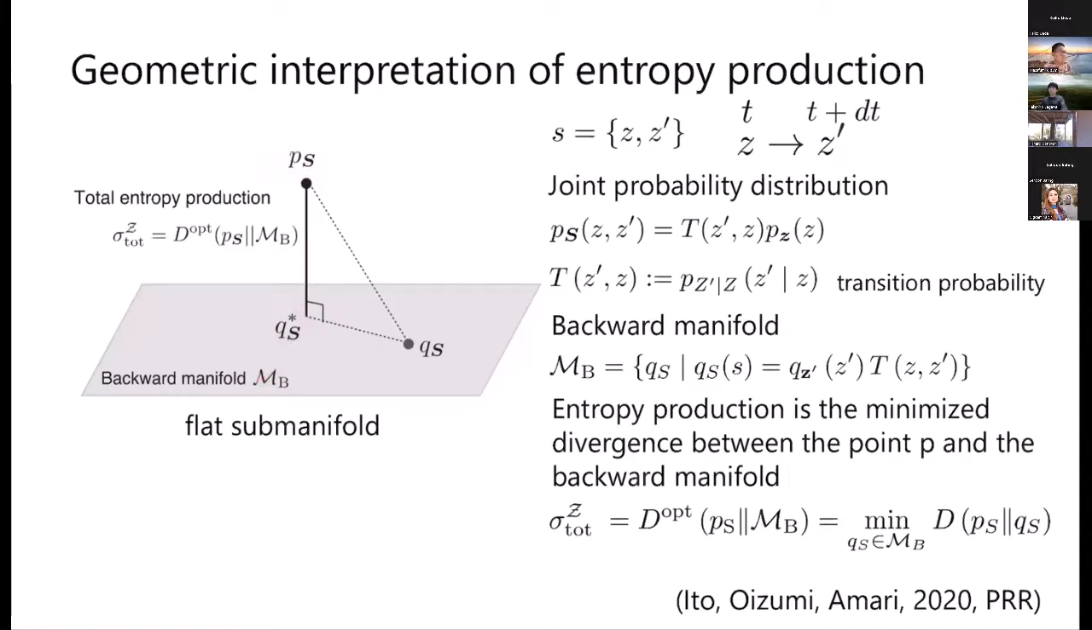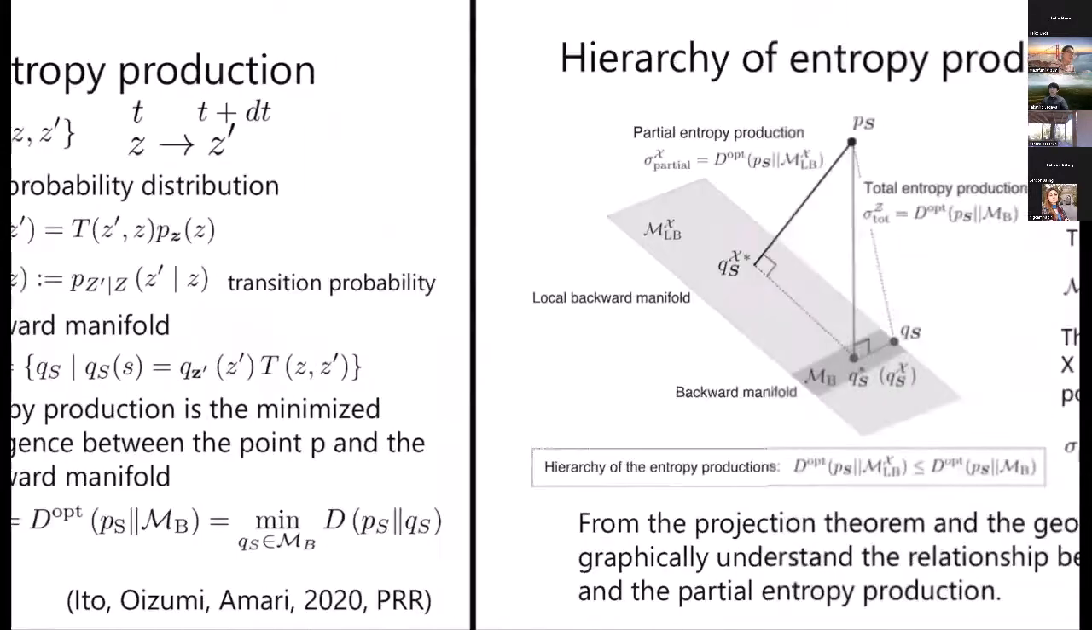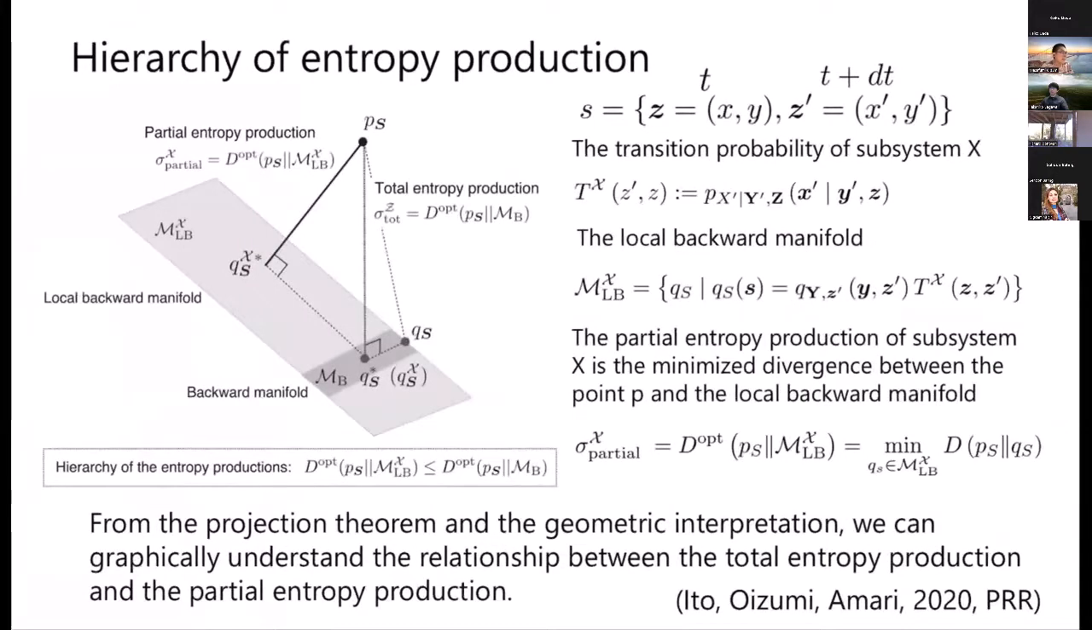That's the entropy production. So what's the benefit of interpreting entropy production based on the projection theorem? One of the reasons, I think, is that we can have a clear relationship between the total entropy production and the partial entropy production. This is difficult to explain, but I'll try.